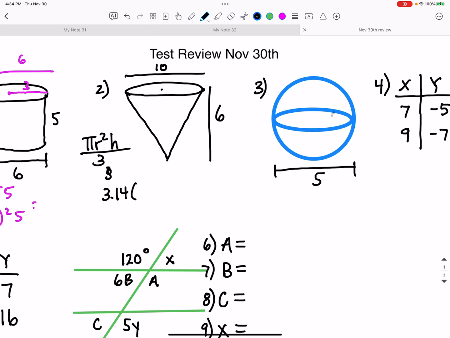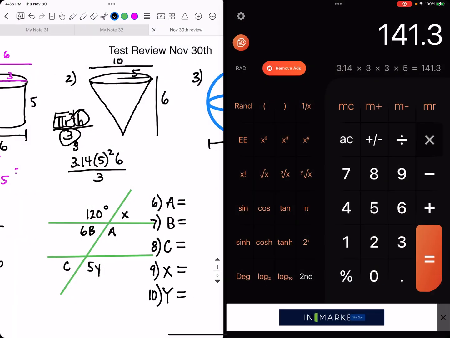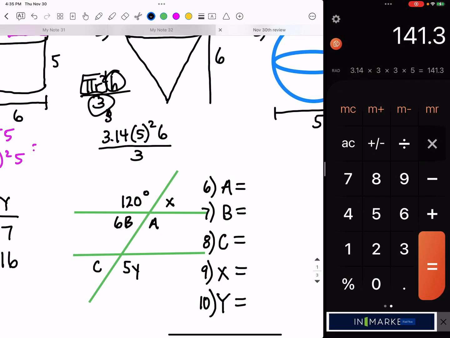The radius, again, we don't need all the way across. We just need 5 times 5 squared times 6 divided by 3. So we start with a pirate square, we make it tall, we crush the bottom. All right, so I'll do my calculator again. 3.14 times 5 times 5 times 6 equals, divided by 3 equals 157 3D units.